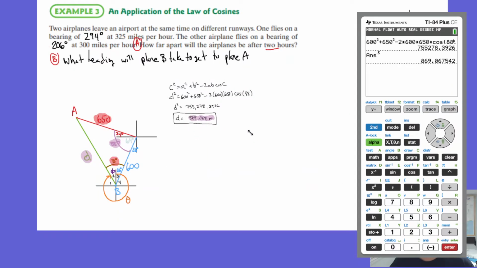Shrink. Move to the side. Take away calculator.